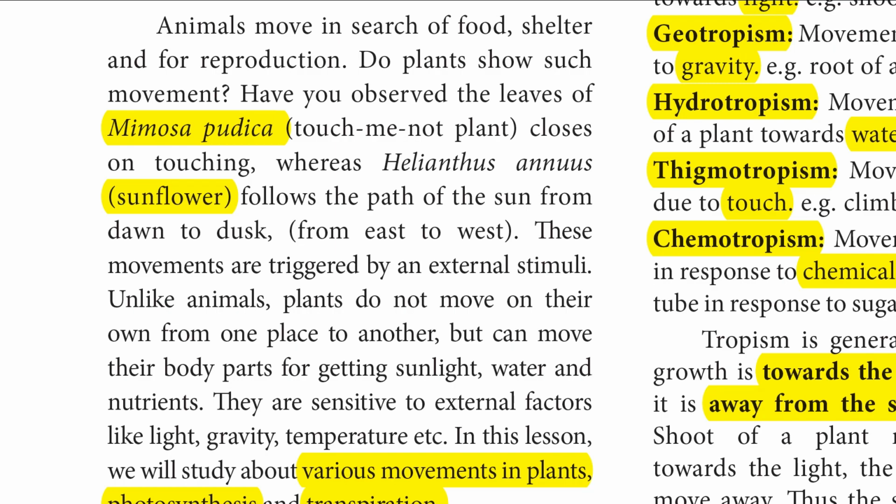Similarly, the Helianthus sunflower plant also moves its flower following the path of the sun from dawn to dusk, that is from the east to west. So these movements are triggered by some external stimuli. Plants do not move on their own from place to place, but their body parts alone move in response to external stimuli. That means towards the sunlight or water or nutrients, gravity, temperature, etc.